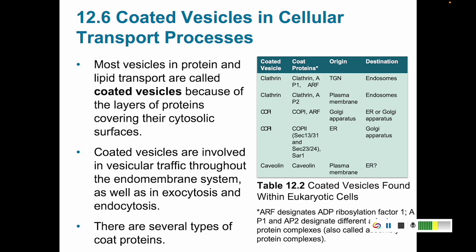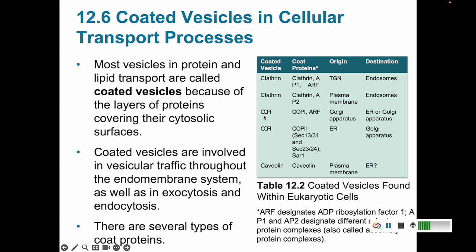And there are several different types of coat proteins. One is the clathrin-coated vesicle, which means that its coat proteins would include clathrin, AP1, and ARF. They start in the trans-Golgi network and then make their way towards endosomes. Clathrin-coated vesicles that start at the plasma membrane would have clathrin and AP2 as their coat proteins, but still they're going to have the destination of endosomes.